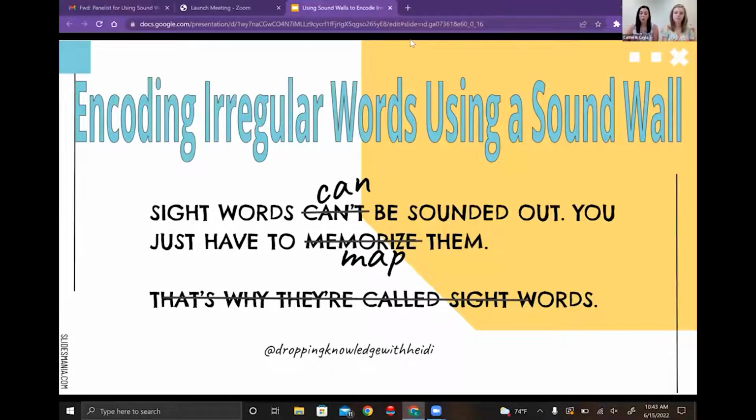So a quote that she had, so originally it was sight words can't be sounded out, you just have to memorize them, right? That's why they're called sight words. That's what we were always previously taught. We were told flashcards, memorize. But now with our research, we have learned that sight words can be sounded out. You just have to map them, orthographically map these words. So that was nice to add into our presentation.